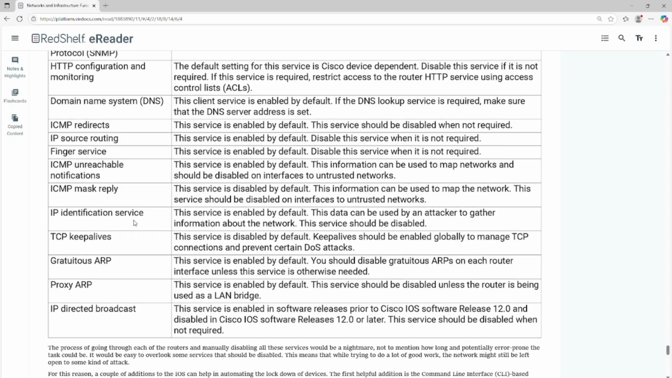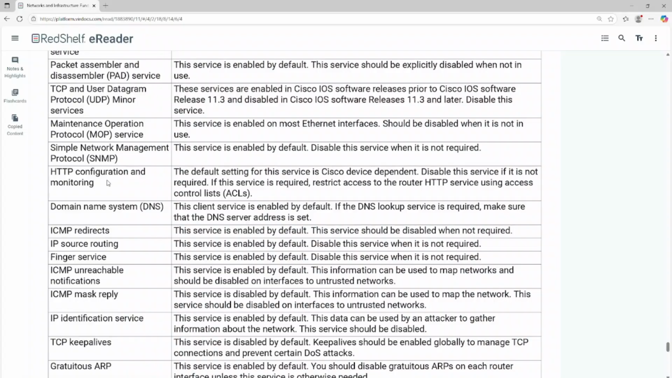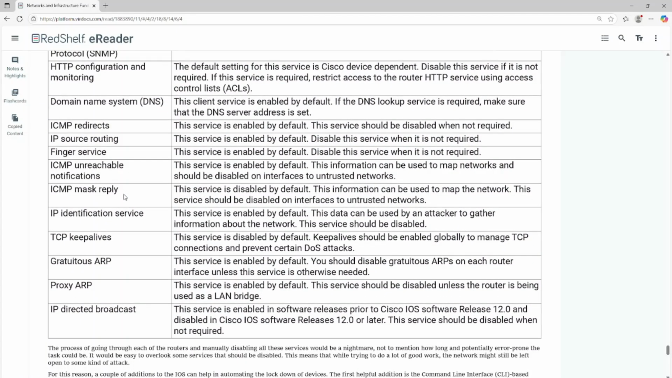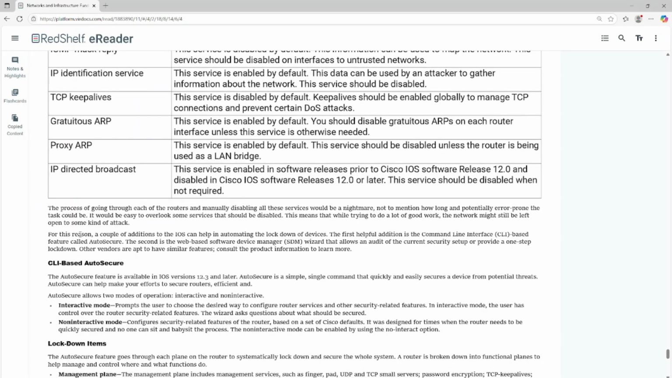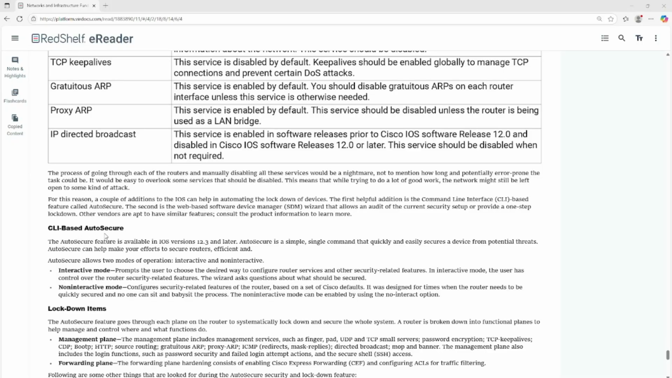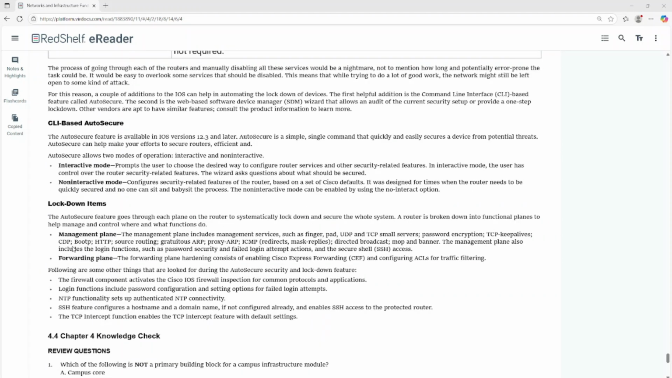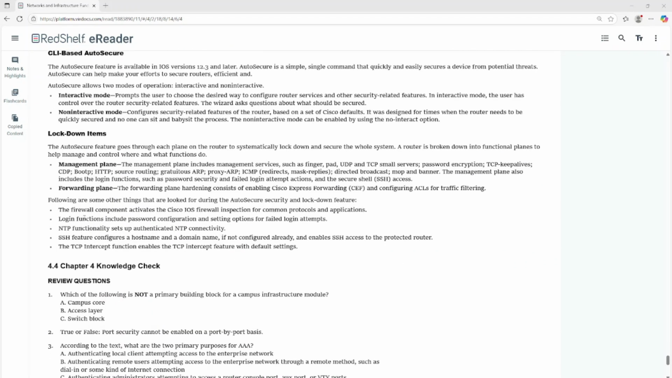So read through this and get yourself acquainted with what the default state of these services or processes are and what action should be taken. Command line interface based auto secure. You can read it. Lockdown items. Read it for better understanding of this course, please.